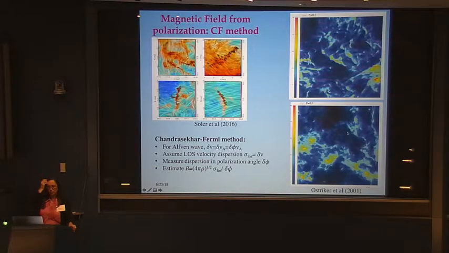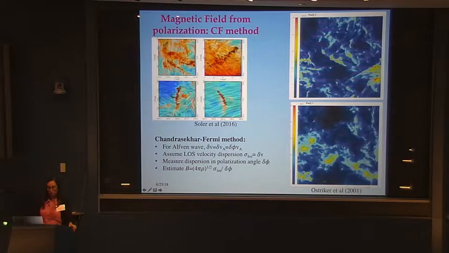Okay, so one of the ways that the magnetic field strength is inferred is via the Chandrasekhar-Fermi method. There you can think about an Alfvén wave. An Alfvén wave has velocity perturbations proportional to the perturbations in the Alfvén speed. Since it's a wave, those perturbations are related to the variation in the polarization angle. The assumption that goes into this is that the line of sight velocity dispersion is the same as the wave perturbation in the plane of the sky.